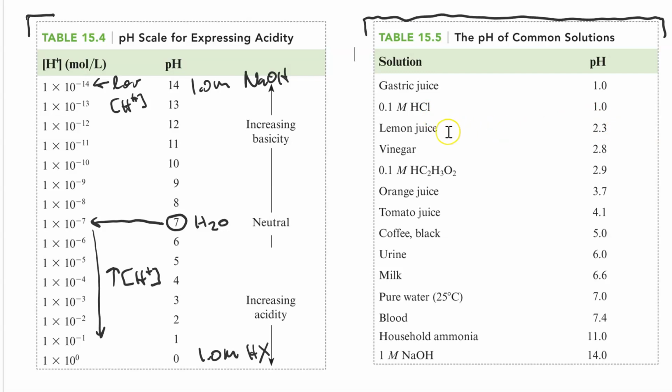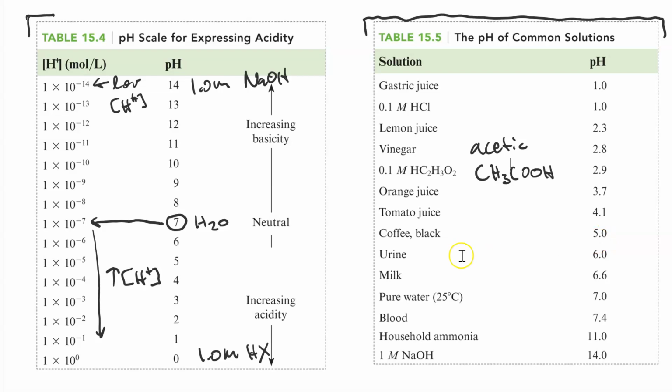So, lemon juice contains citric acid, which is a weak acid. But still, a pH of 2.3 is much more acidic than 7. Vinegar, 2.8, is a weaker acid or in lower concentration than the citric acid. And then HC2H3O2, also known as CH3COOH, acetic acid, is the active ingredient in vinegar. So, if vinegar has a pH of 2.8, that means it's a solution of acetic acid whose concentration is greater than 0.1 molar. Orange juice and tomato juice are still very acidic.